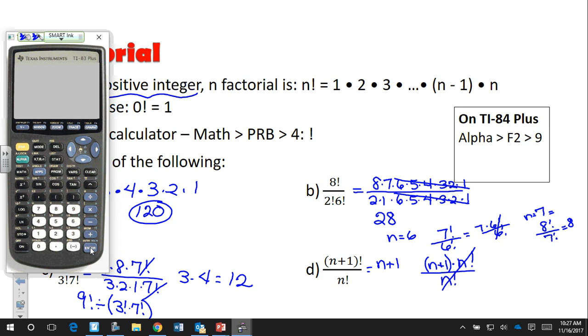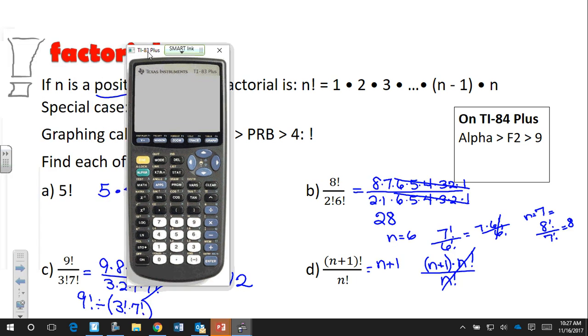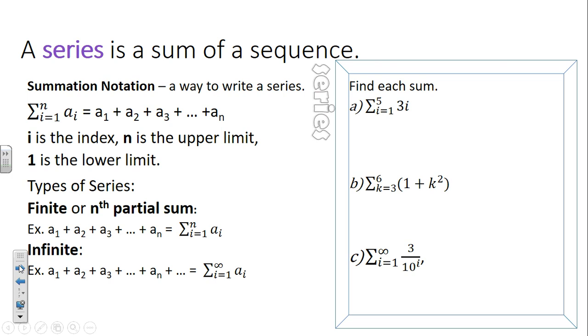Now we have to talk about series. A series is a sum of a sequence. So we generate our sequence, and then we're asked to add them all up. Okay? A series is a sum of a sequence. And we like to use summation notation to write a series. Summation notation has that Greek letter sigma. It looks kind of like an S, but really pointy.